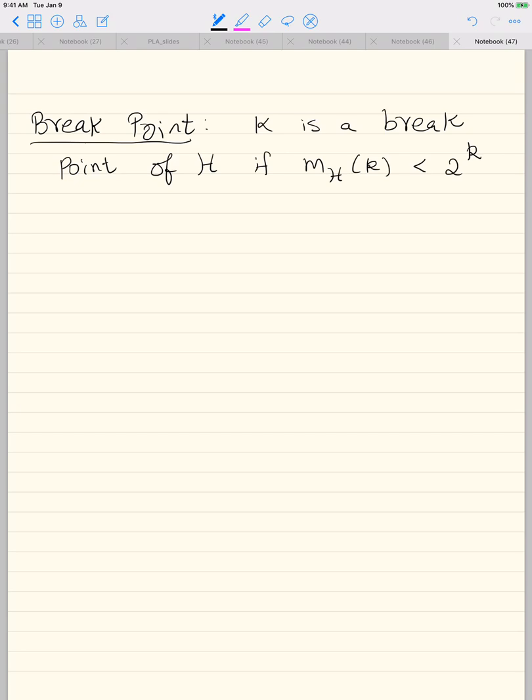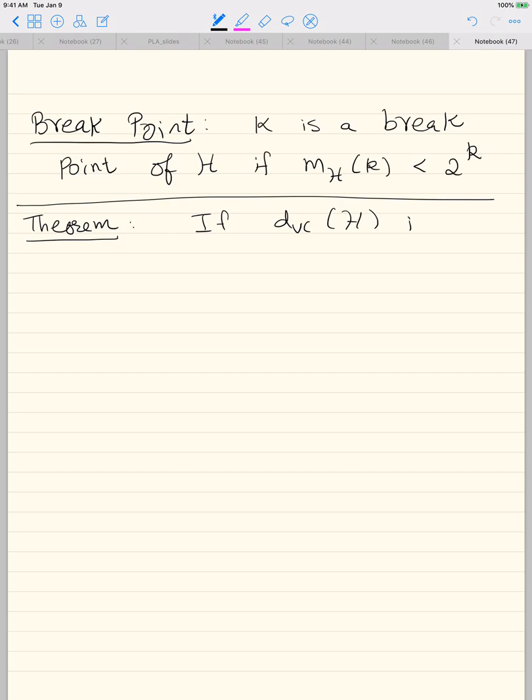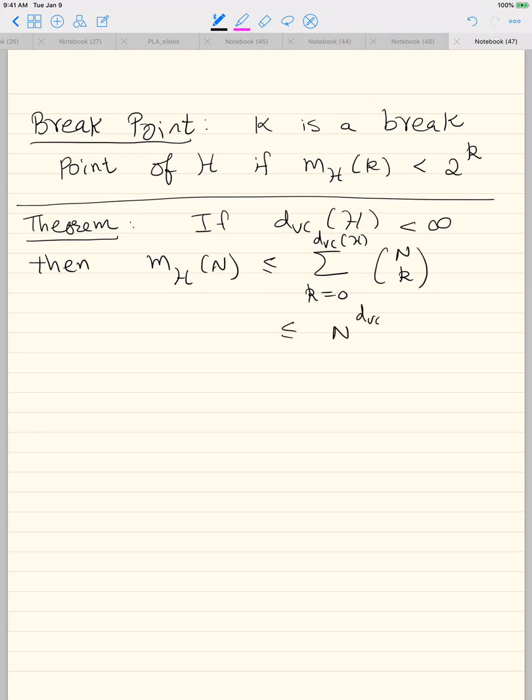Okay, so we'll start proving some properties of the growth function. We had this theorem last lecture, and we'll prove it in two parts. Part 1 is the following. If the VC dimension is finite, then m_H(n) is less than or equal to the summation of k going from 0 to d_VC(H) of n choose k. And this is less than or equal to n^(d_VC(H)) plus 1.